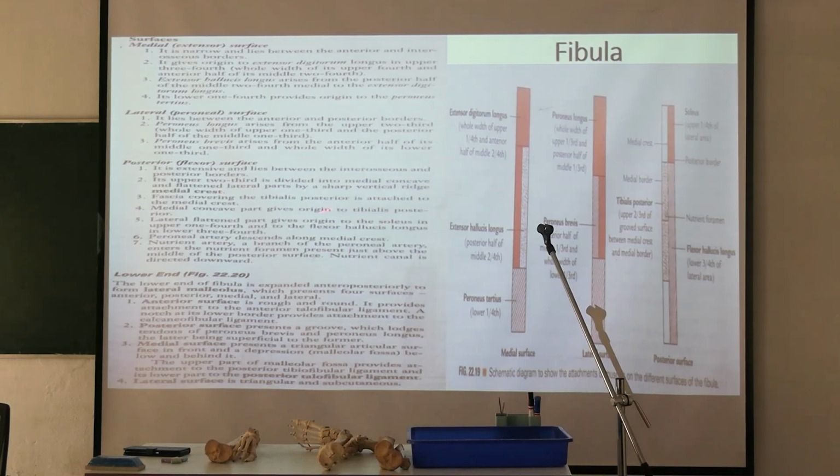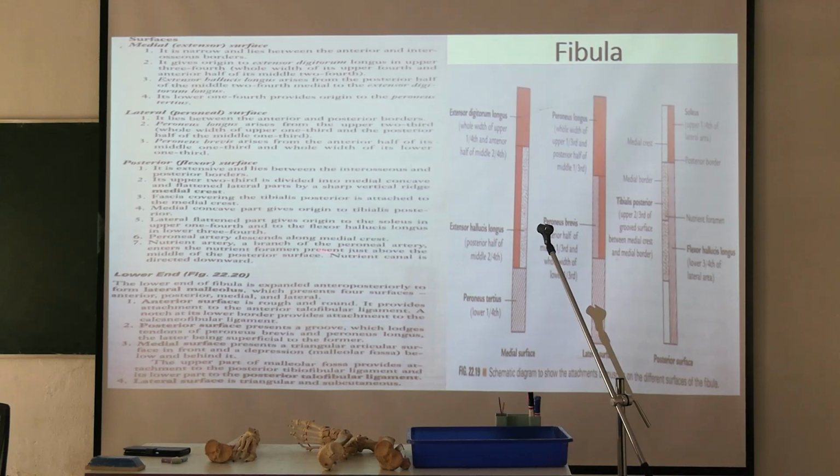The fascia covering the tibialis posterior is attached to the medial crest, and the medial concave part gives origin to tibialis posterior. The lateral flattened part gives origin to soleus in the upper 1/4, and to the flexor hallucis longus in the lower 3/4.